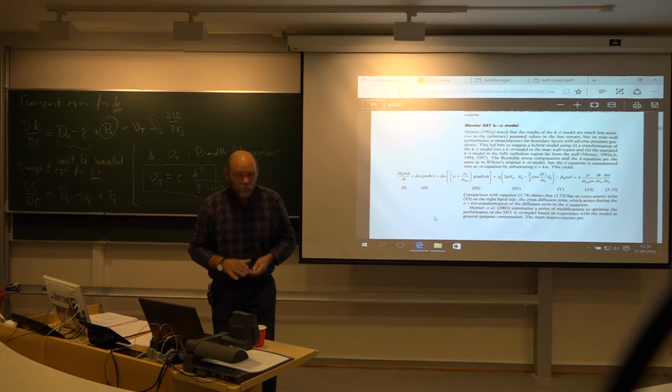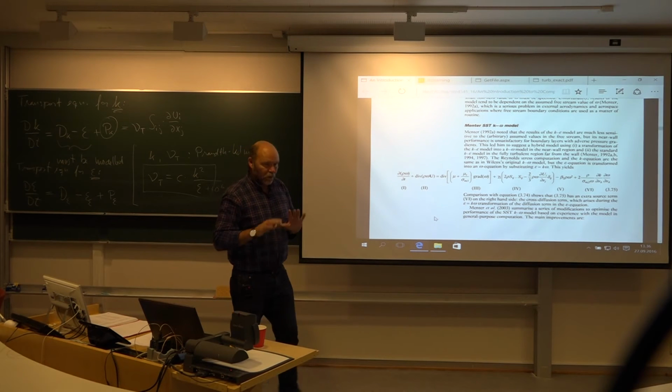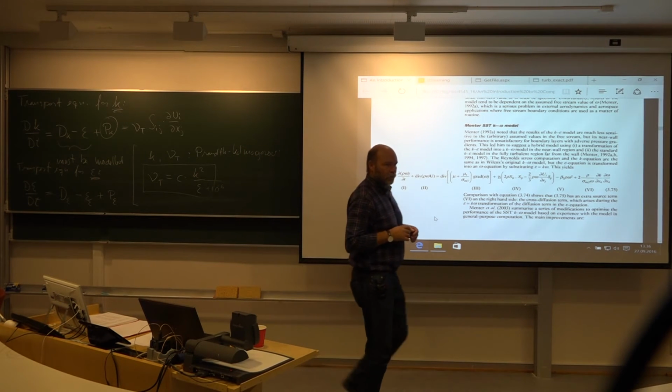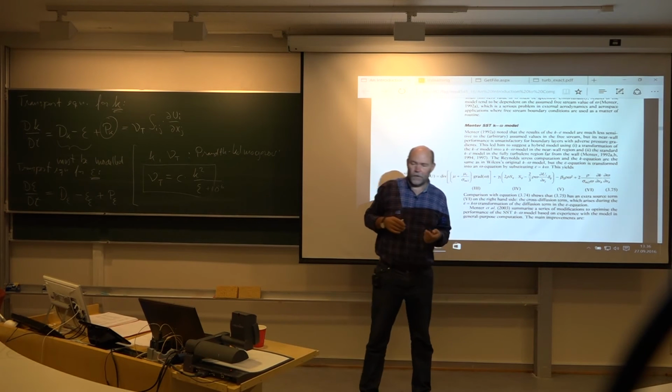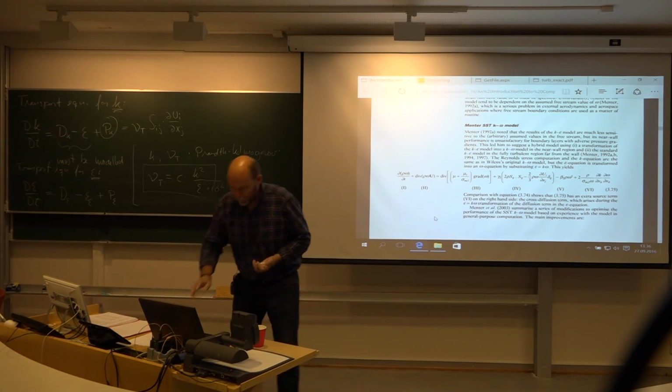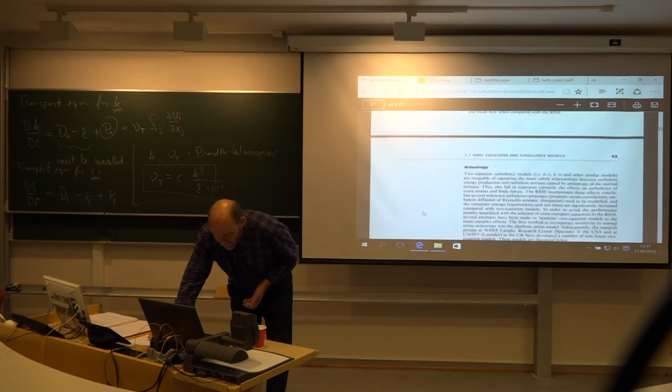SST K omega, that's actually quite interesting. You have a mix between K epsilon and K omega. So you use the models where they are good, and you use the other models where they are bad. So it's a hybrid scheme, quite advanced.